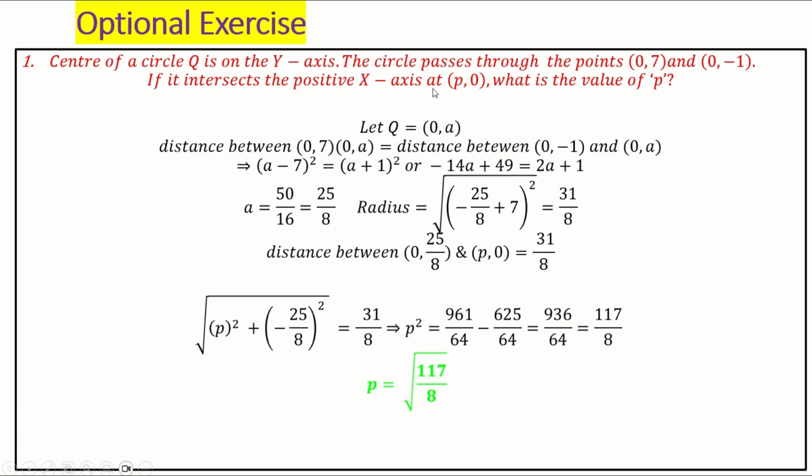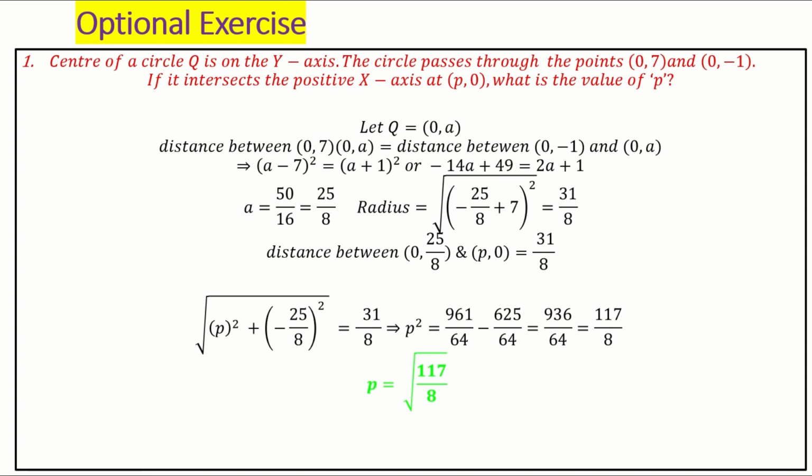We know that the center is on the y-axis, which means 0, a. The distance between 0, 7 and 0, a is equal to the distance between 0, minus 1 and 0, a, because the circle intersects the y-axis at 2 points, and these 2 points are the diameter. So 0, 7 to 0, a is the radius, and the same here also, so both radii are the same. If I simplify this, I will get a equal to 25 by 8.